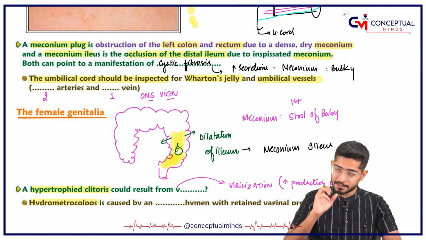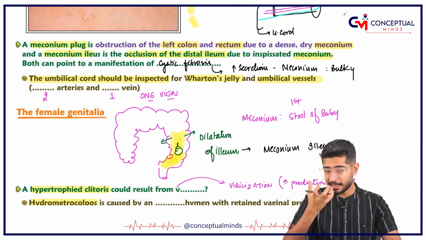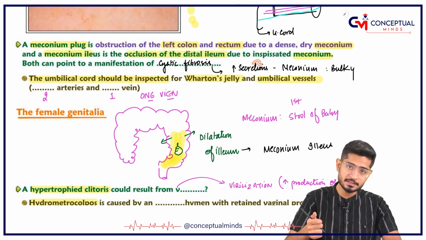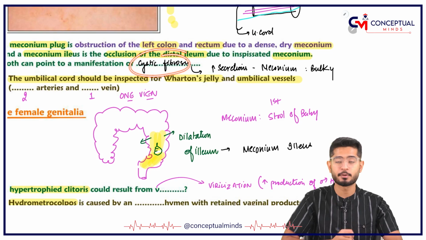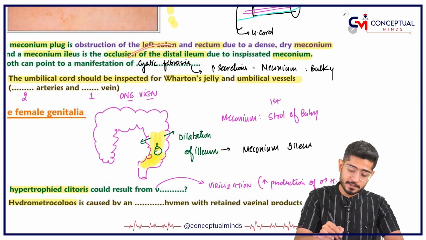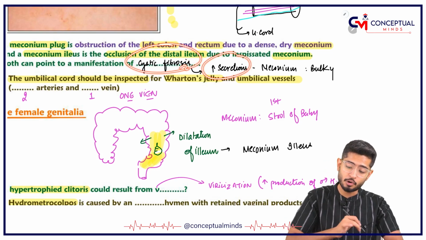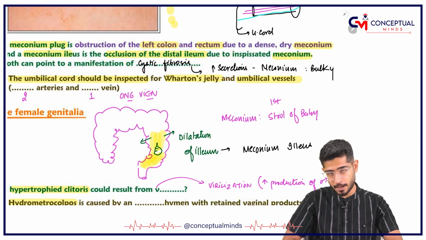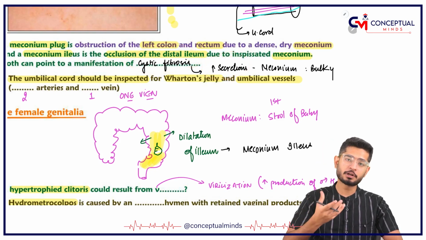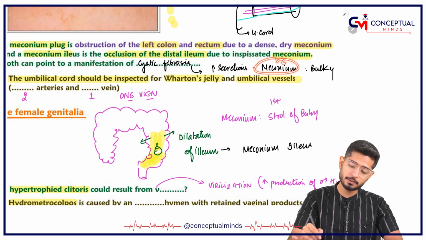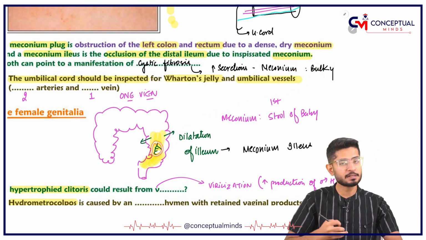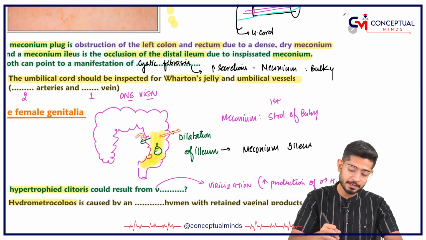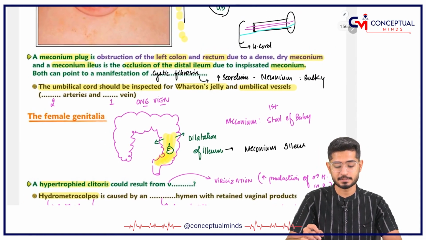Now why is it getting lodged there? Because it is getting dense, it is getting bulky. Why is it getting bulky? Because of increased secretion such as seen in cystic fibrosis. Cystic fibrosis is a condition where there are a lot of secretions. Of course, with a lot of secretions, the meconium is going to get bulky and it is going to get lodged here, and once it is lodged here, that leads to dilatation of the ileum, meconium ileus.